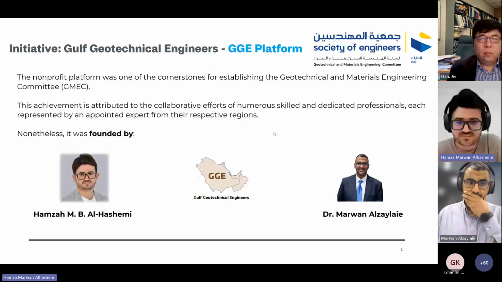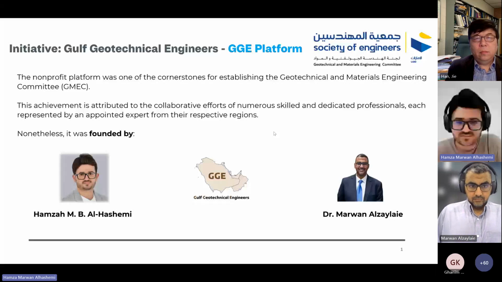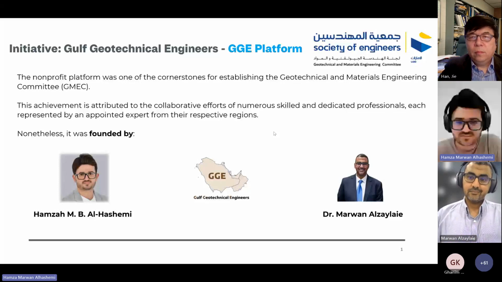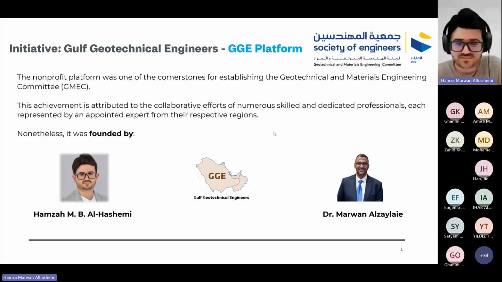Thank you, Dr. Marwan and Dr. Zahid as well. As mentioned by Dr. Marwan and Professor Ghanim, this whole thing started as an idea among many passionate geotechnical professionals and engineers in the Gulf region. This was the spark behind Gulf Geotechnical Engineers, the GGE platform, which was one of the small cornerstones behind the establishment of the Geotechnical and Materials Engineering Committee, GMEC, of the Society of Engineers in the UAE, which I believe is the first official geotechnical entity in the whole Gulf. This is really promising because, as Professor Ghanim said earlier this evening, most of the major and geotechnically challenging projects are taking place in the Gulf. So this was the main motivation behind establishing this.